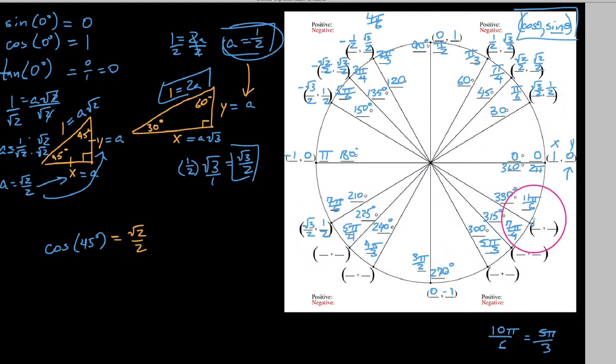Also, this one over here would have to be root 3 over 2, comma 1/2. The only differences are down here we have a negative root 3 over 2 and a negative 1/2, and over here we have a positive root 3 over 2 and a negative 1/2. Okay, so signs are the only things that are different.